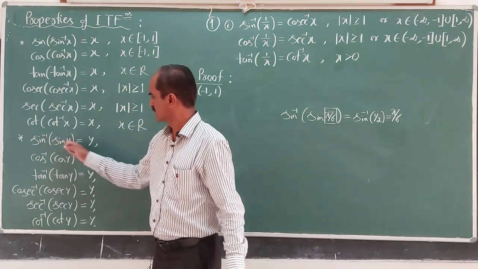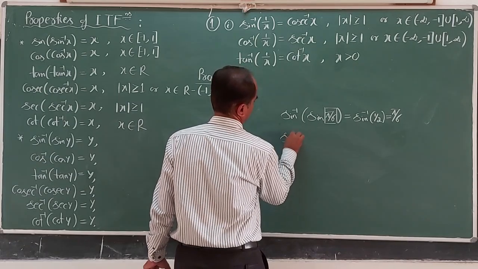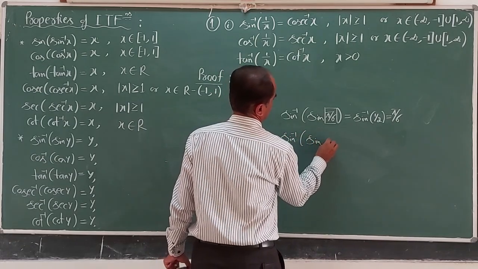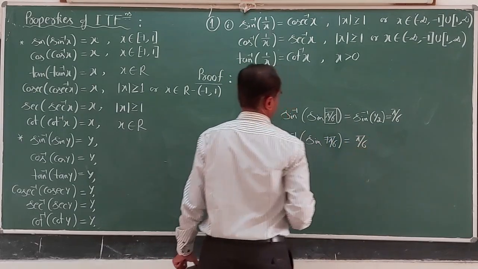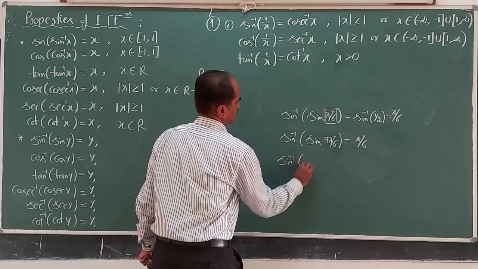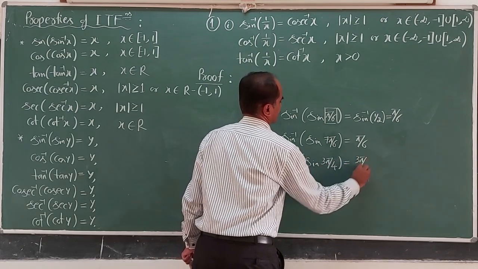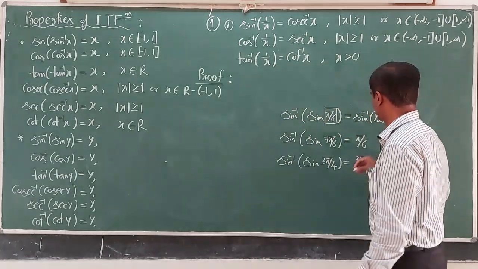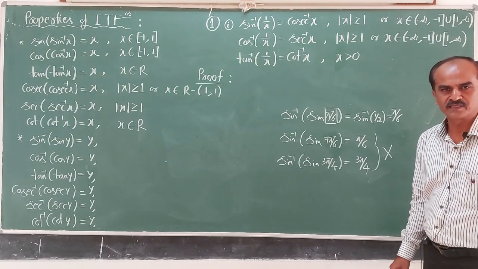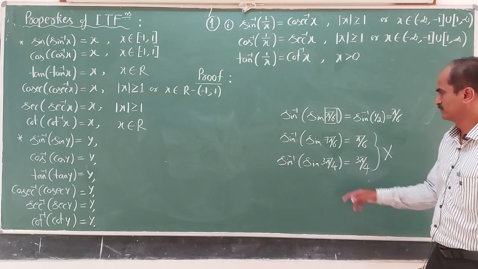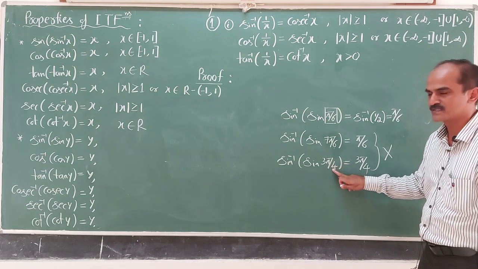So here sin inverse of sin y is equal to y. But you should be careful. Sin inverse of sin 7 pi by 6, I cannot write pi by 6. Sin inverse of sin 3 pi by 4 is not 3 pi by 4. So these two are not correct. You cannot simply apply this rule for any value of y. Look at this value of y, pi by 6. This is 7 pi by 6. This is 3 pi by 4.